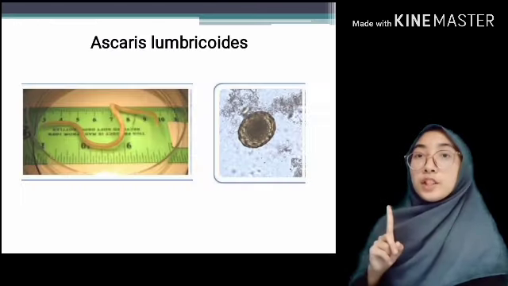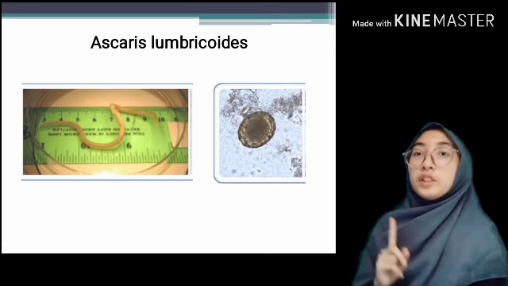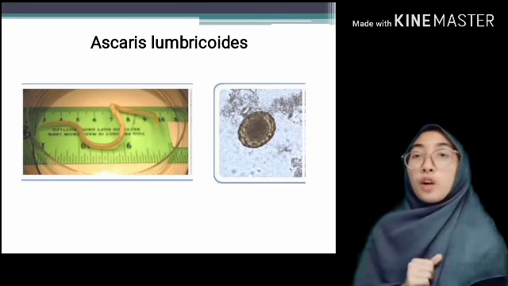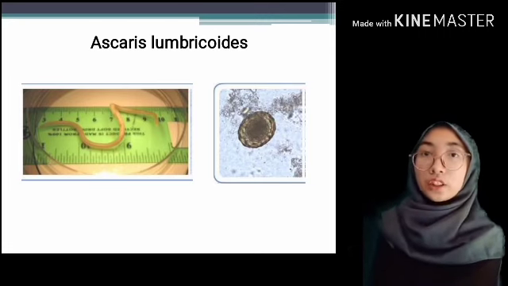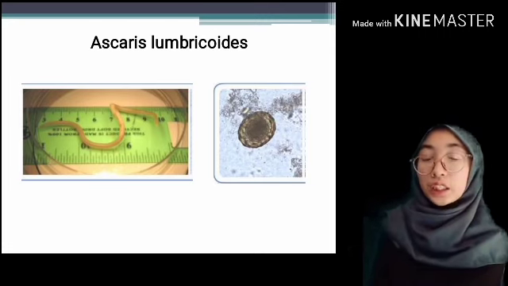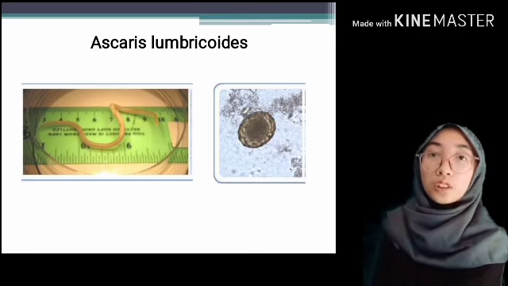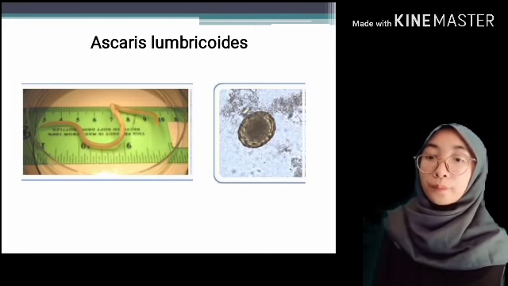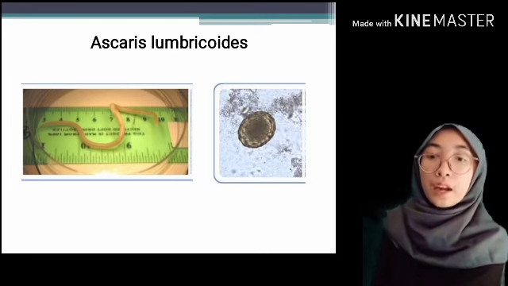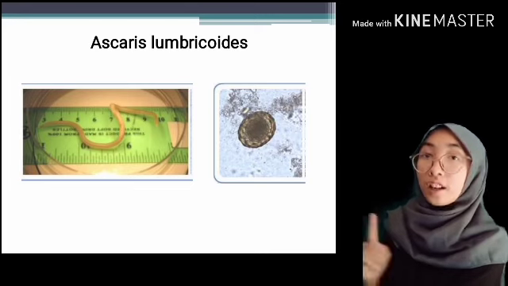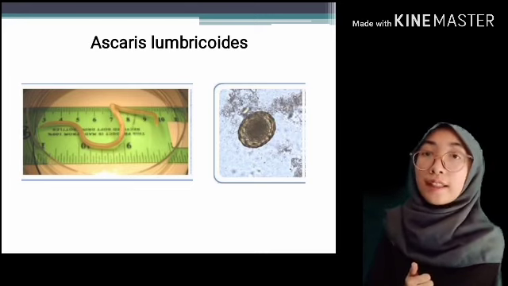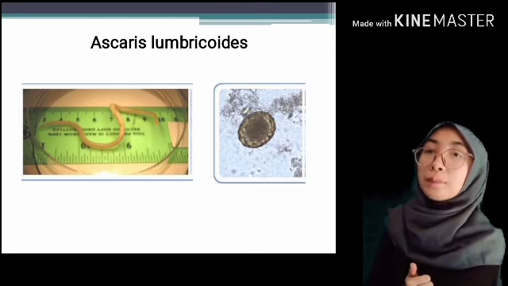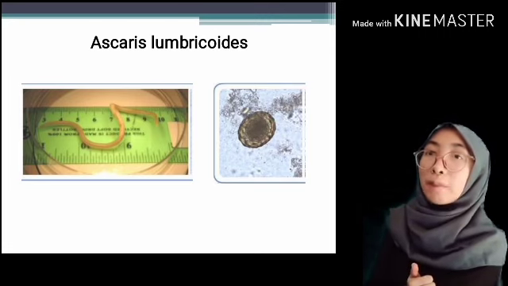This is a picture of the Ascaris lumbricoides adult worm and eggs. Ascaris lumbricoides is a parasitic nematode that mostly attacks humans, and this worm is also called roundworm. Adult worms have a reddish or yellow-white color and an elongated cylindrical shape, with a blunt anterior tip and a slim posterior tip.